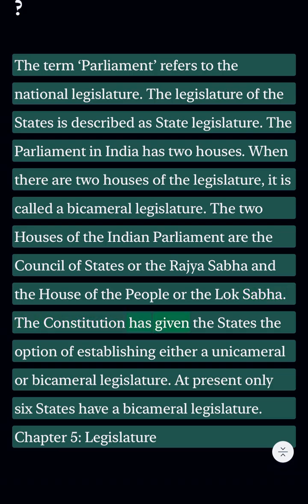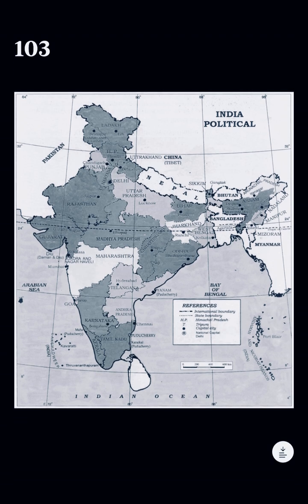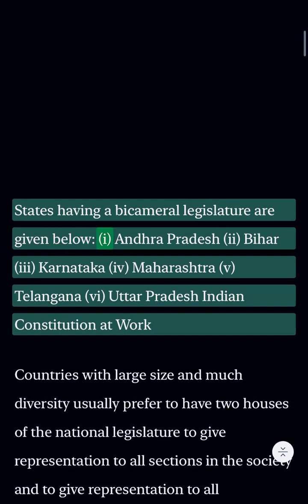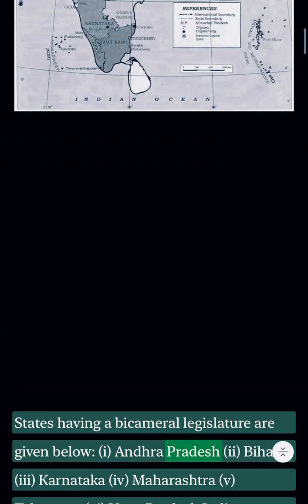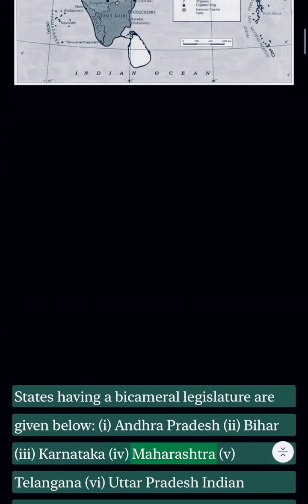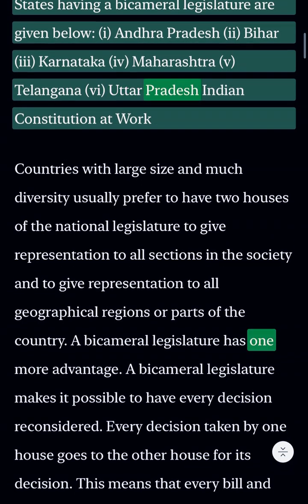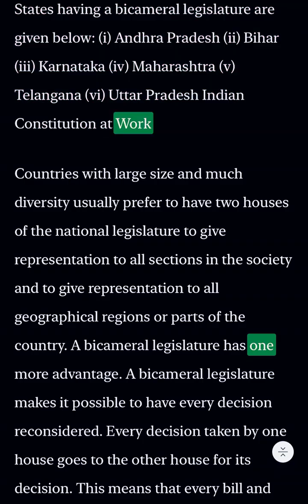The Constitution has given the states the option of establishing either a unicameral or bicameral legislature. At present, only 6 states have a bicameral legislature. States having a bicameral legislature are given below. 1. Andhra Pradesh, 2. Bihar, 3. Karnataka, 4. Maharashtra, 5. Telangana, 6. Uttar Pradesh.